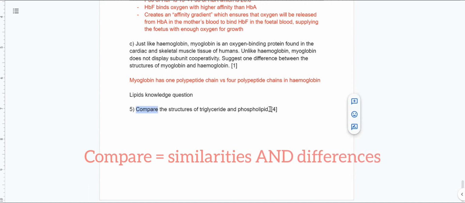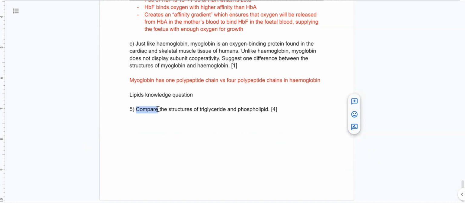So even though this question is 4 marks, it is not sufficient to just give 4 differences or 4 similarities, because the A-level document specifically states that compare as a question term means that you have to give both similarities and differences. And it is ideal that you give an equal weight to both, meaning you should have 2 points on similarities and 2 points on differences.